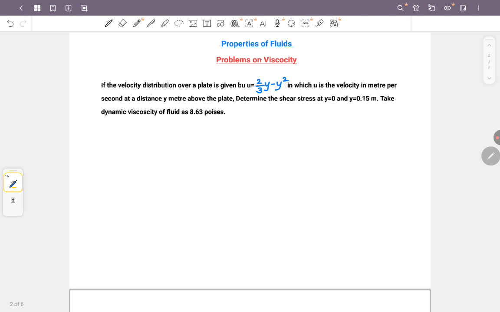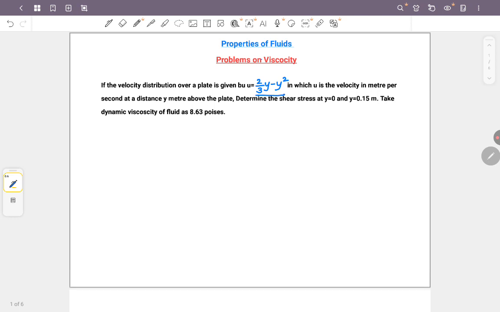If the velocity distribution over the plate is given by u equal to 2 by 3 y minus y square, in which u is the velocity in meters per second. What about y here? y is the distance above the plate. For example, this is the plate, and this will be the y-axis. This is the distance over the plate.